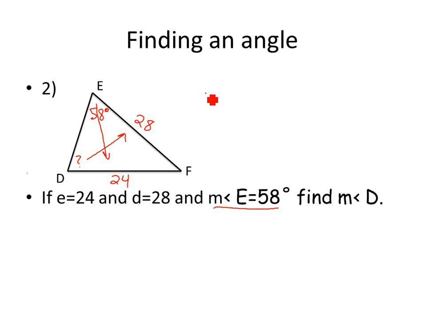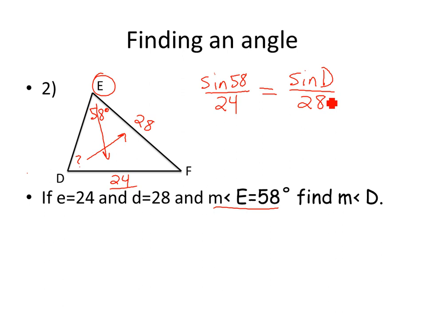Again, you're going to set up your proportion. This time I'm going to take E first. I'm going to do the sine of big E, which is 58 degrees, over little e, which is 24. This time we're looking for angle D, so we're just going to write sine of angle D on top. That's our variable this time. That's what we don't know. Over little d, which is 28.